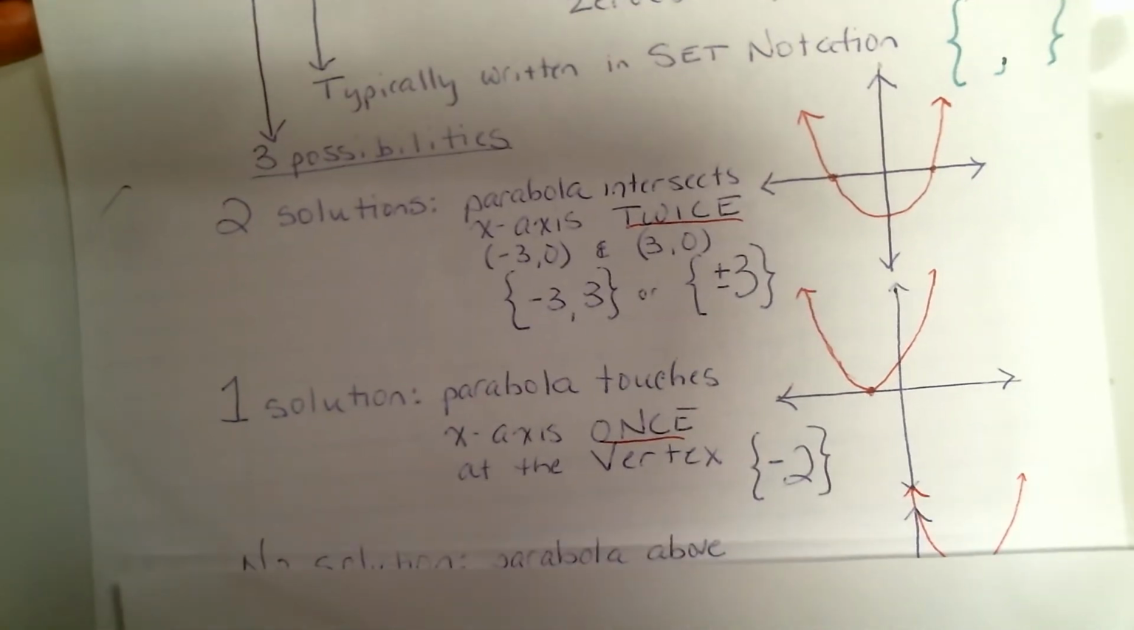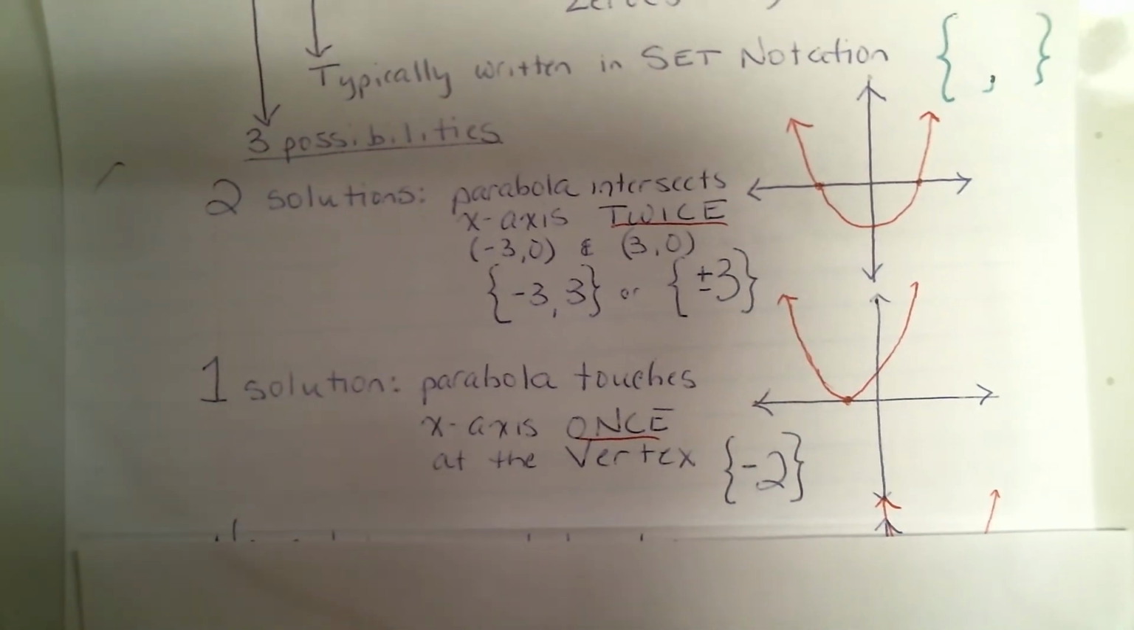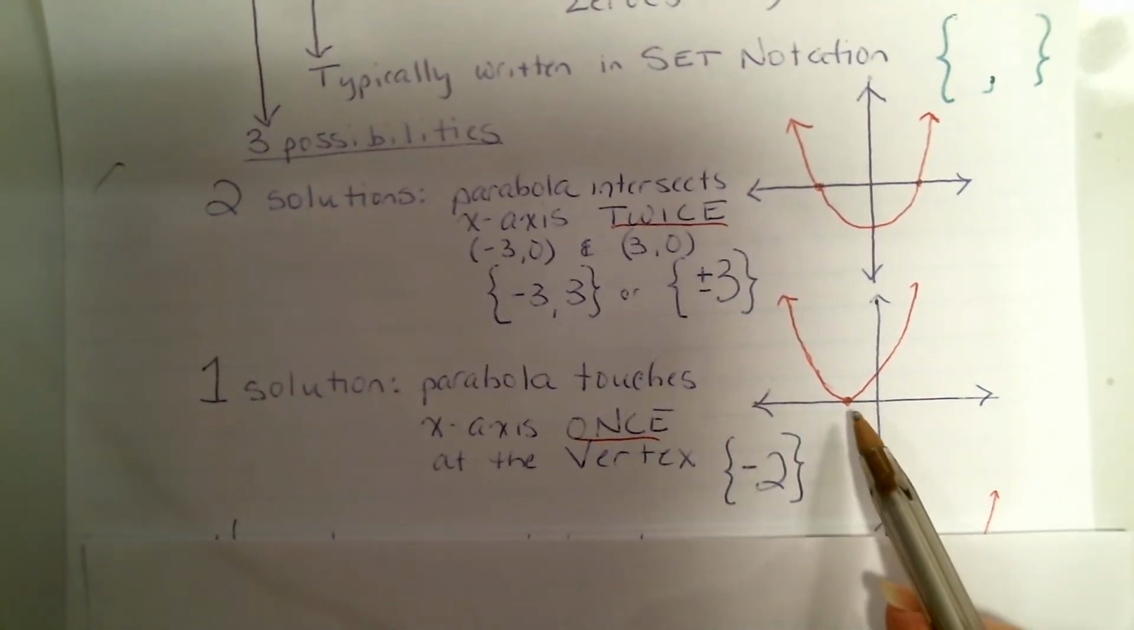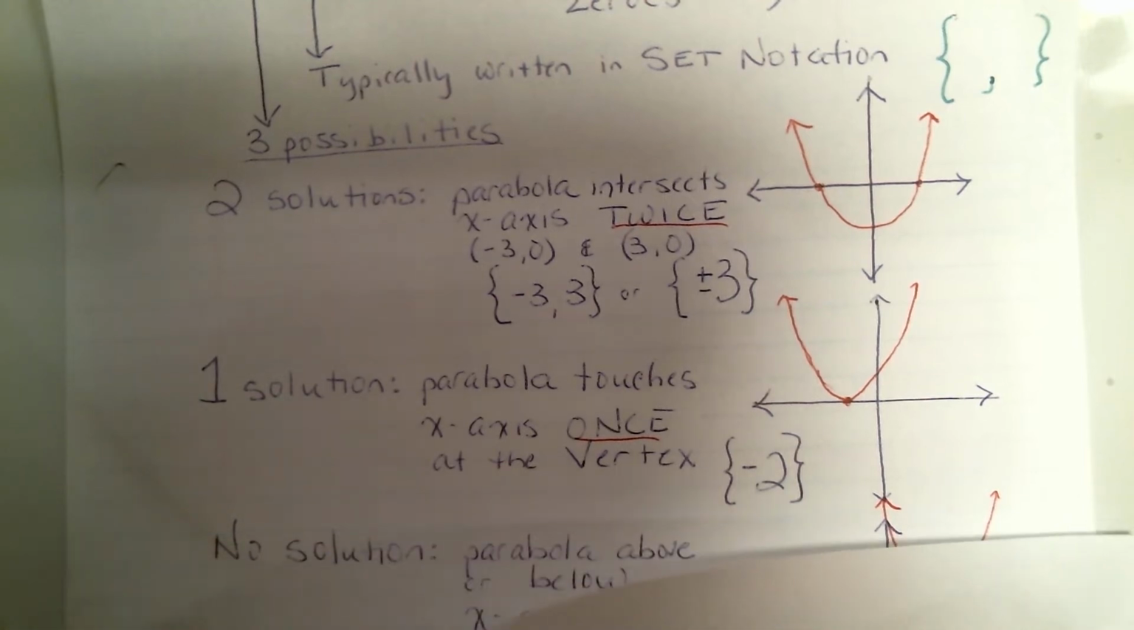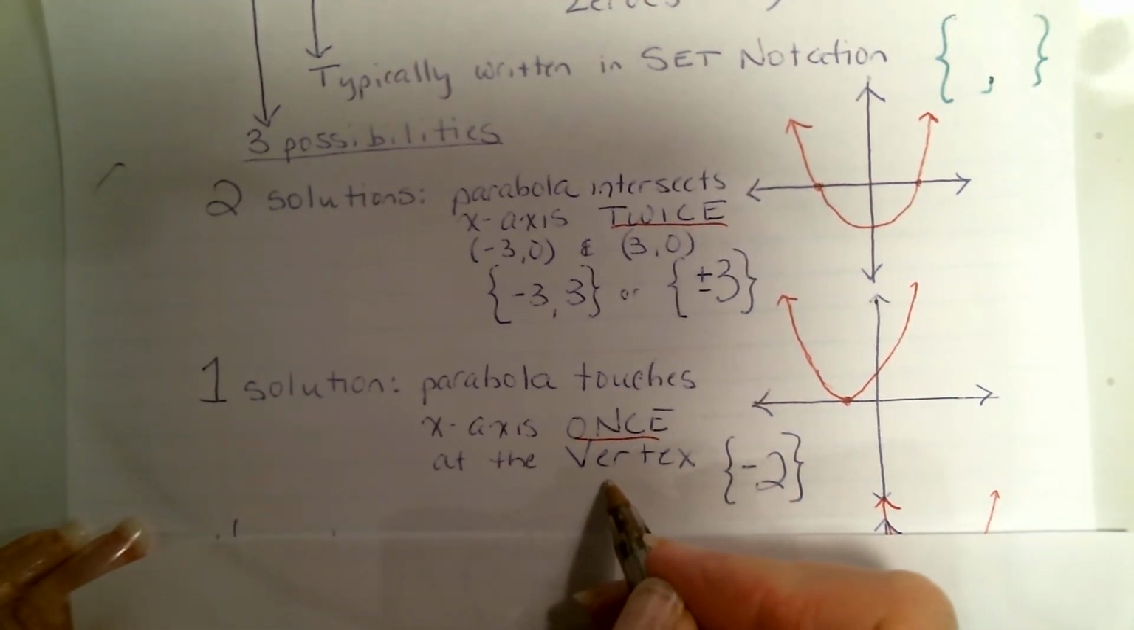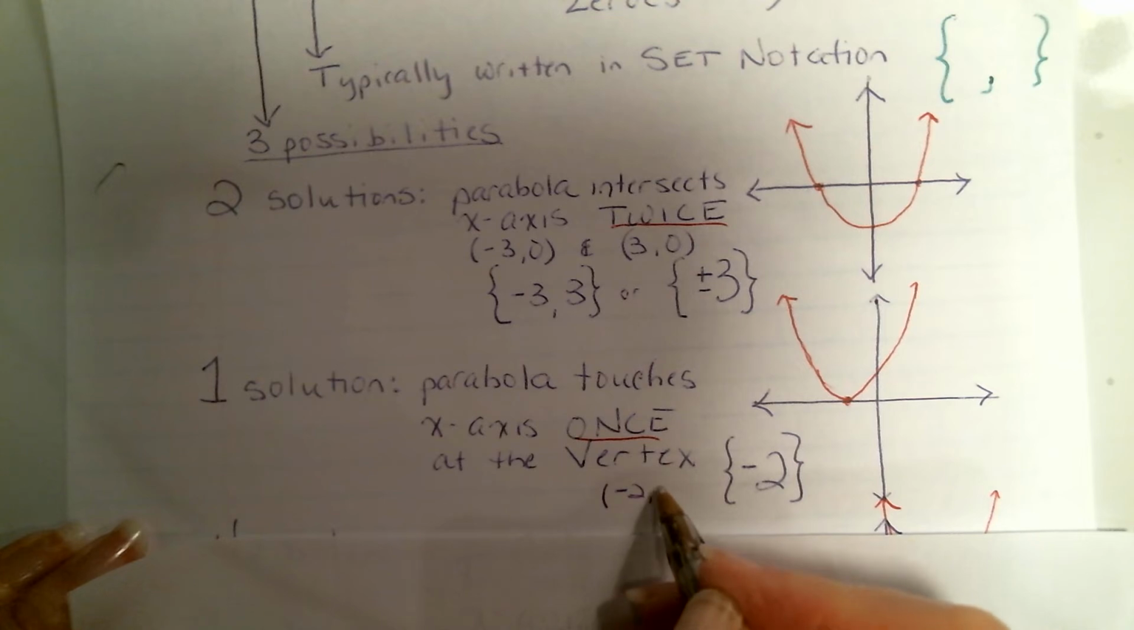Now, we could have one solution, and in that instance, it's because it only touches the x-axis once, and that's at the vertex, right? So we would just put it in braces like this. Yes, you could also say that it's negative 2, 0, for example.